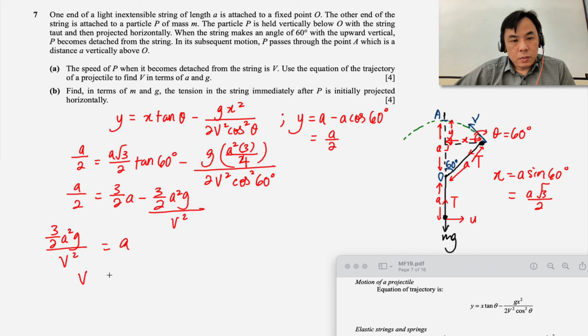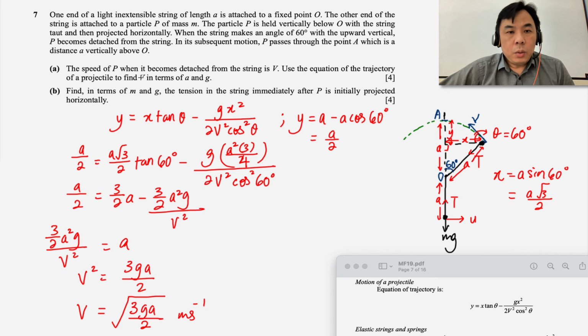And then finally we have v square is equal to 3ga. Right, so it's just 3ga. I think after we simplify that, it's just 3 over 2 ga. And then from here, we found that the v, the velocity when it starts to detach itself, is given by the square root of 3ga over 2 meters per second. Alright. And that's how we get the velocity or the speed v in terms of a and g there, right? So I hope the first part is clear.